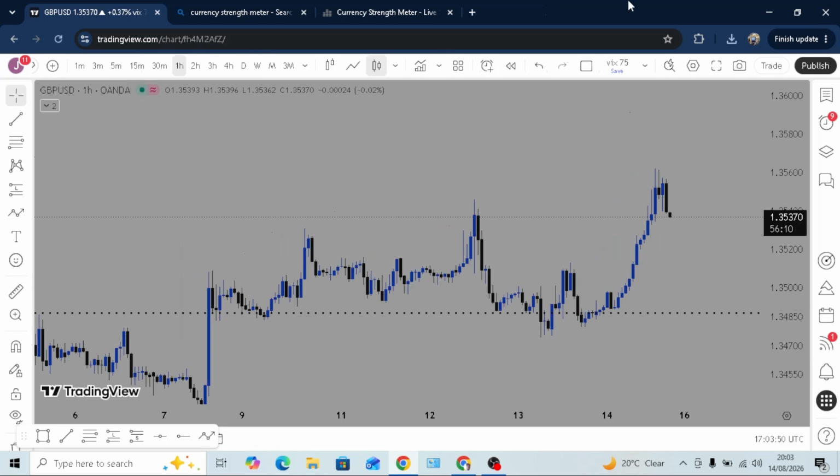So like I've said, with this particular strategy, you don't need any indicators. All you will now need to do is just open your TradingView chart. It is clean, like mine is very clean. I don't have any indicators added.